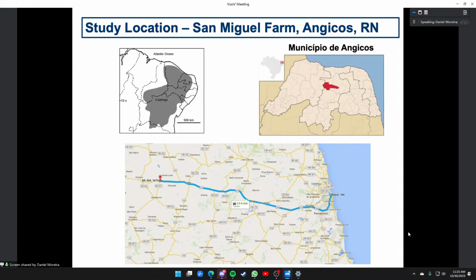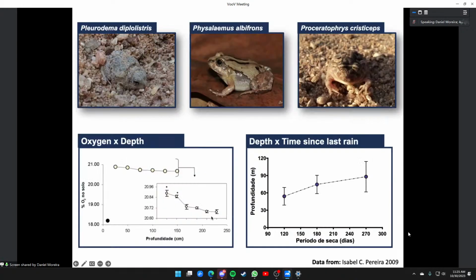So we went to one of the driest places in Brazil, which is the city of Angicos. So we have here the northeast Brazil. Here's the Rio Grande do Norte state, and here's the city where we collected the animals, in a place called San Miguel Farm. We went there by car from the capital of the state, and this is what we found there.